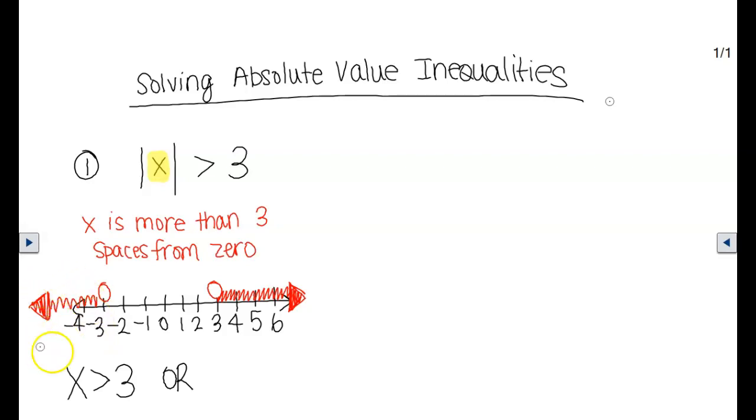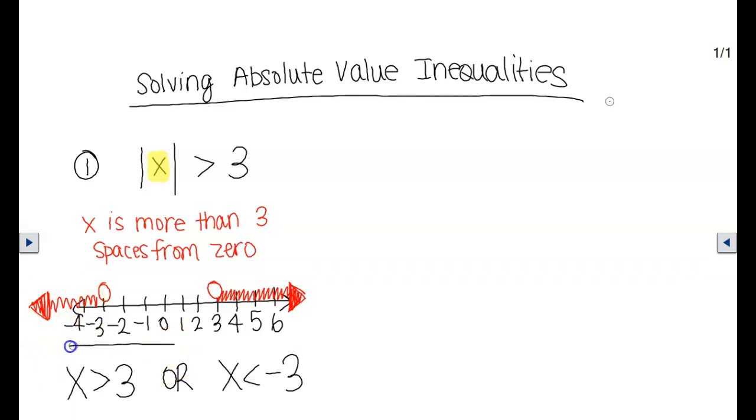And now when I come over here and look at my ray on the left, it starts out from -3 and then goes to the left forever. So what do I know about all of these numbers? Well, I know they're all less than -3. So x is greater than 3 would describe this ray on the right, and x is less than -3 would describe this ray over here on the left.